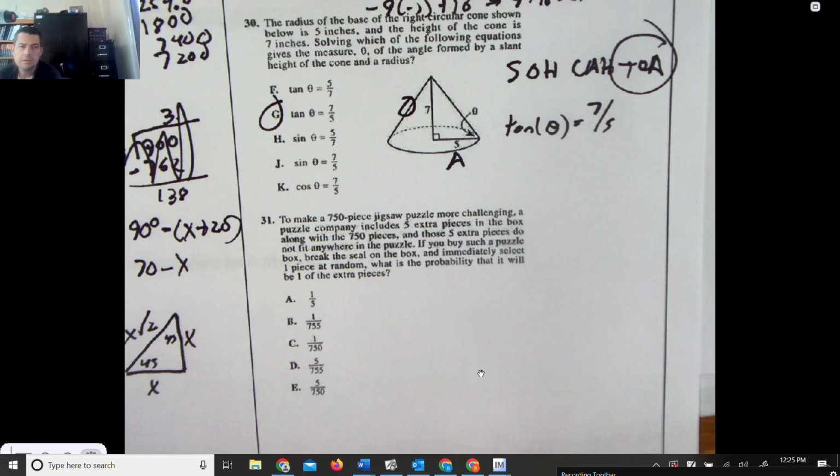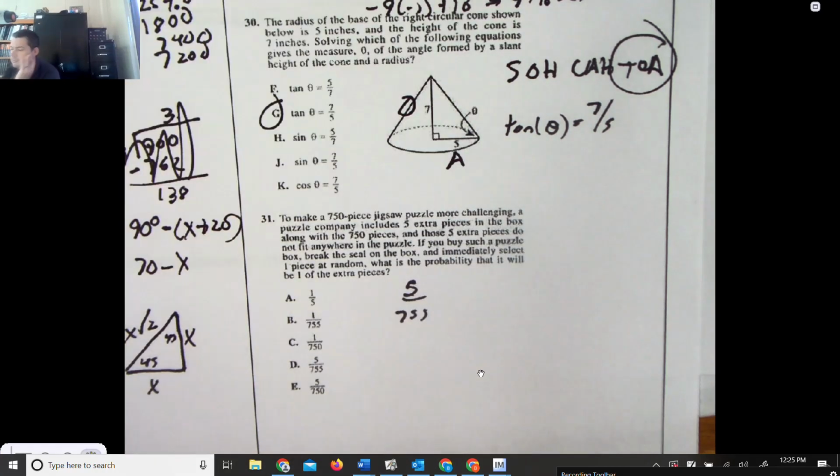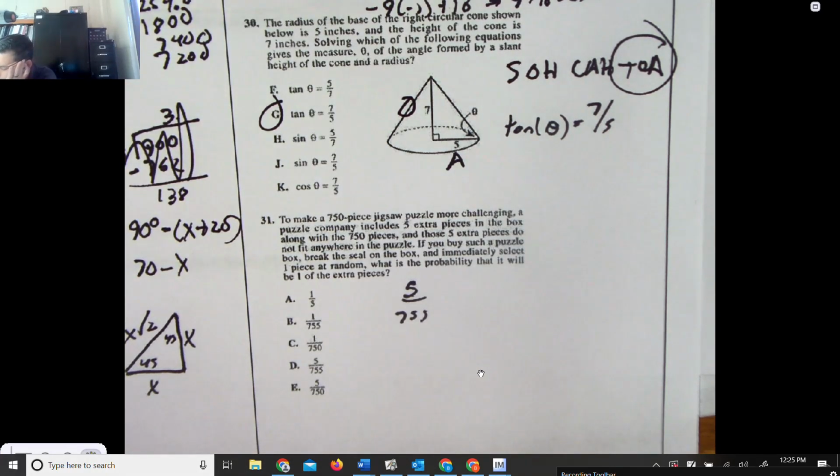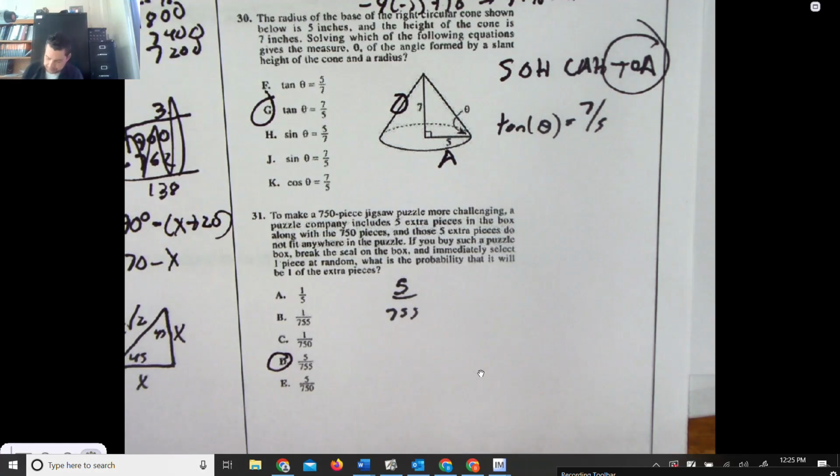Well, that's not too hard. It should be 5 over 755, shouldn't it? There's 5 pieces. There's 755. Huh. They didn't even do anything weird like reduce the fraction.